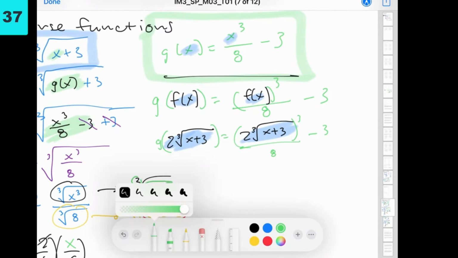Let's simplify this. So number 1, this power 3 and the radical sign with the power 3 are now gone. This will leave us with 2 times x plus 3 over, let me think about this really quickly. I'm only saying that because they've messed up a couple of times. Okay, we did it that way.